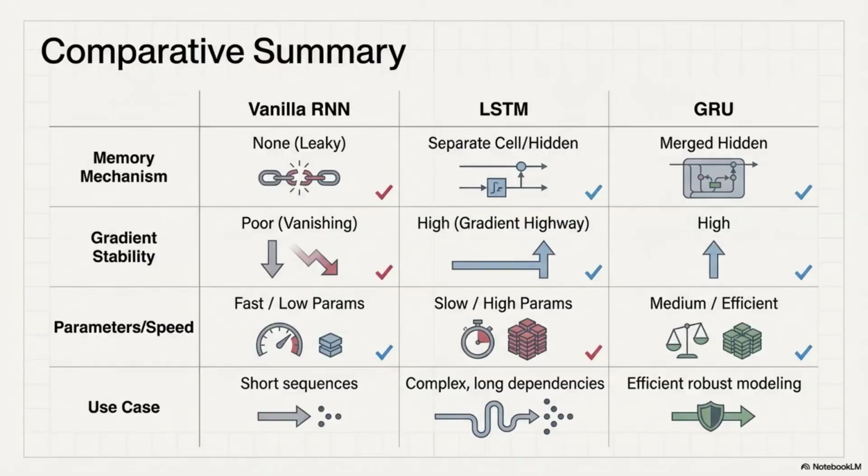We're going to do a direct comparison of the models we've seen. And we'll use that idea of the information bottleneck to really understand the fundamental limits of this whole recurrent approach. This table gives us a great summary. The vanilla RNN is simple and fast, but its poor gradient stability makes it useless for anything but short sequences. The LSTM is the king of long-term memory, thanks to that protected cell state, but it pays for it with a higher parameter count and slower computation. The GRU, then, is the happy medium. It offers robust gradient stability, just like the LSTM, but with a more efficient, streamlined design. In practice, the GRU is often a fantastic starting point for many problems.